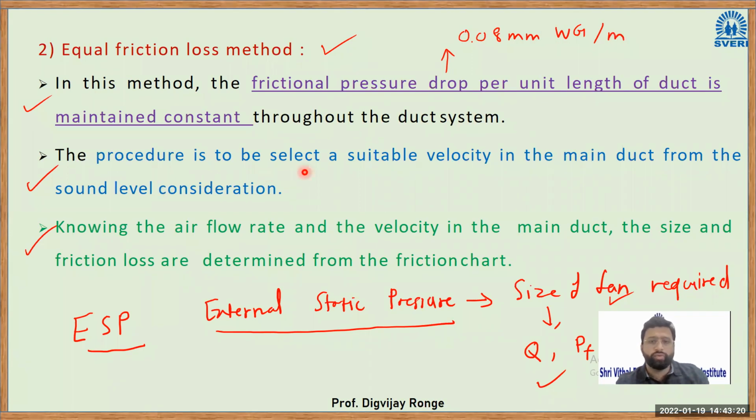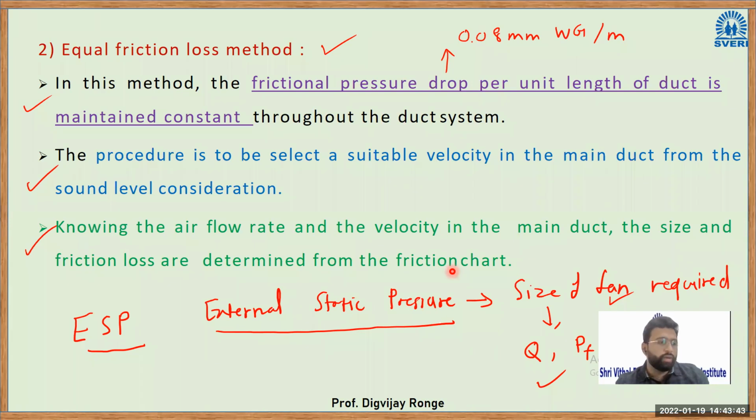The procedure is to select the suitable velocity in the main duct from the sound level consideration. Knowing the air flow rate and velocity in the main duct, the size and the friction losses are determined from the friction chart. So we are assuming there is equal friction loss taking place per meter length of the duct. Accordingly, we are calculating the duct sizes.